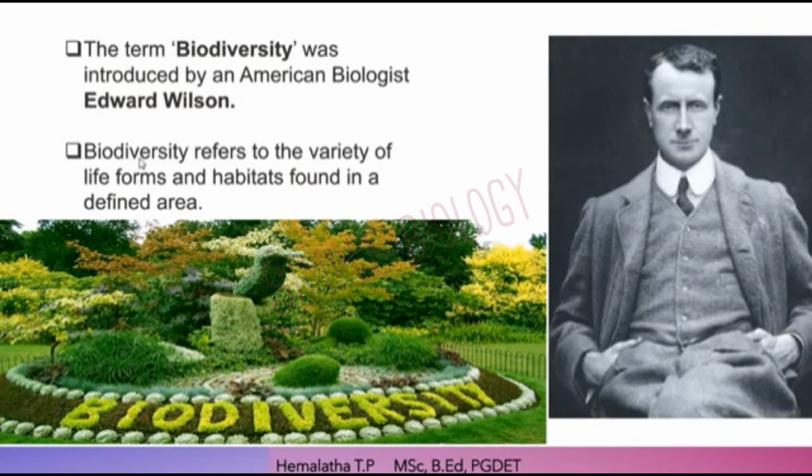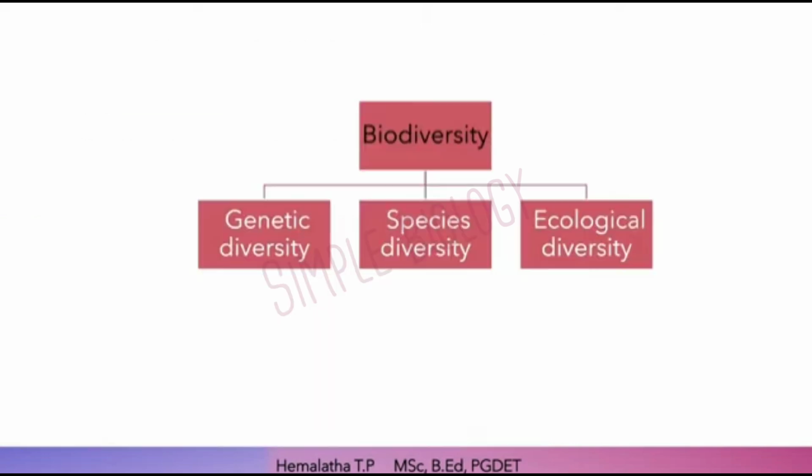The meaning of the word biodiversity is: bio means living, diversity means variety. So, the varieties of living organisms on the earth refer to biodiversity. We can define biodiversity as the variety of living forms and habitats found in a defined area. This term biodiversity was introduced by an American biologist, Edward Wilson. Biodiversity can be classified into three categories: genetic diversity, species diversity, and ecological diversity.